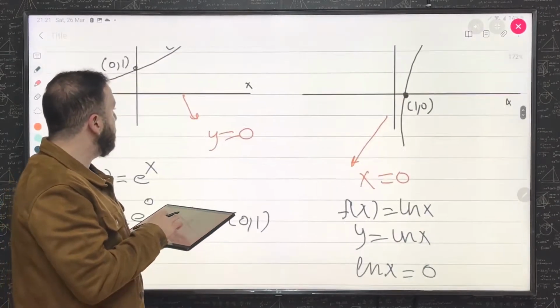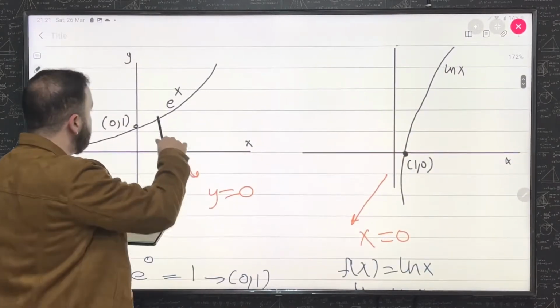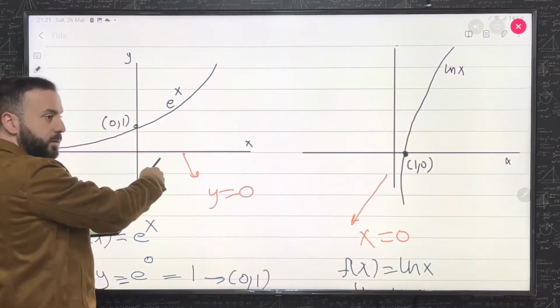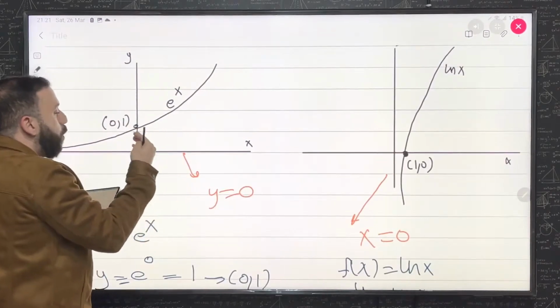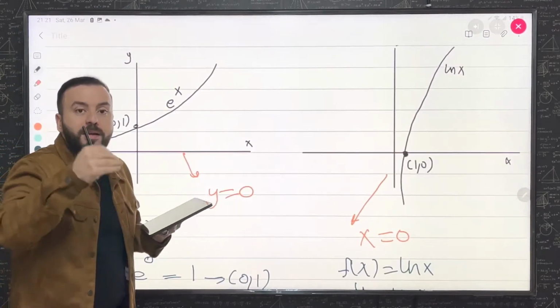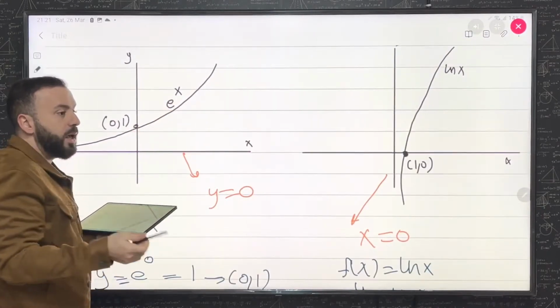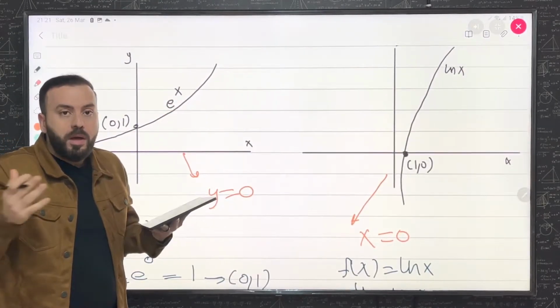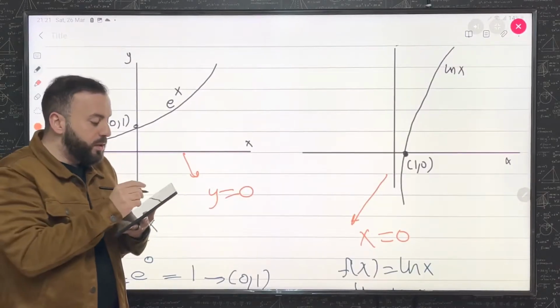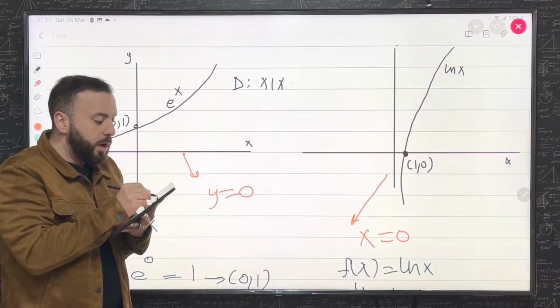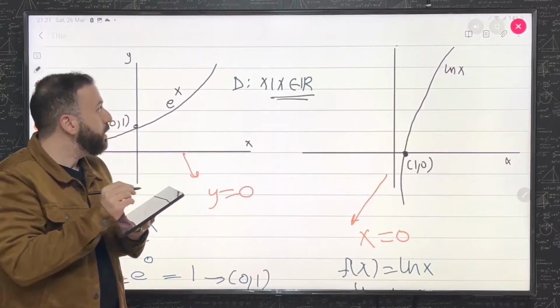Let's go for the exponent function. If I want to talk about domain, it means what are the inputs that I can plug in for x in the function e power x. Actually, everything. I don't mind. It's everything, which means the domain is x, so x belongs to all real numbers. That's my domain.